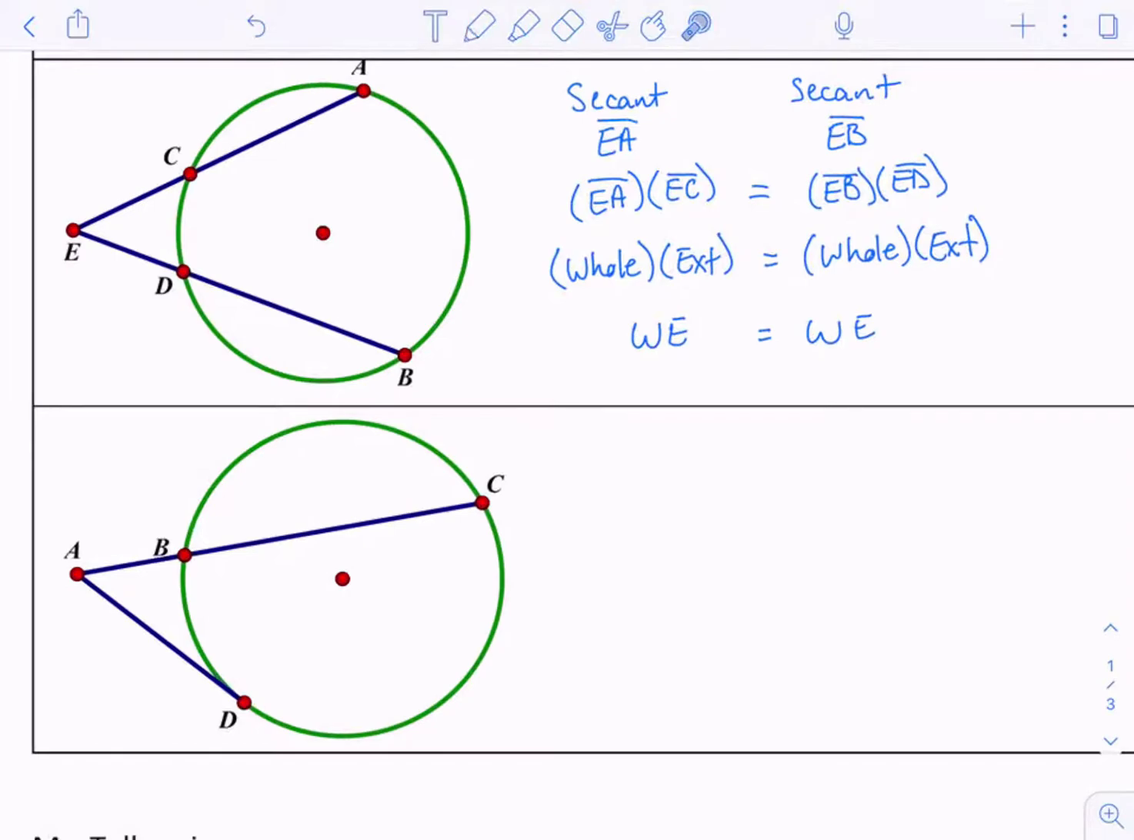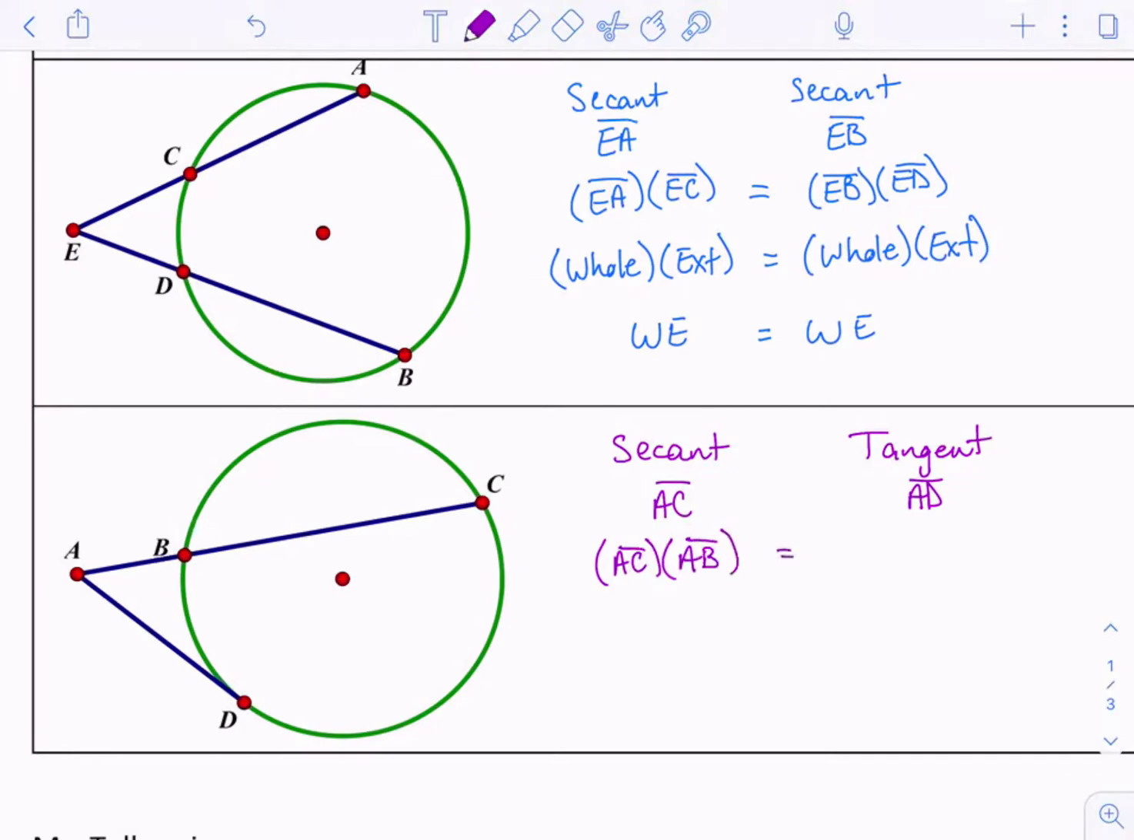And in this last picture, we have a secant and a tangent. The secant is AC, and the tangent is from A to D, because a tangent only touches a circle once. Only once. For the secant, the rule doesn't change. It's still the whole times the exterior, which is AB in this case.